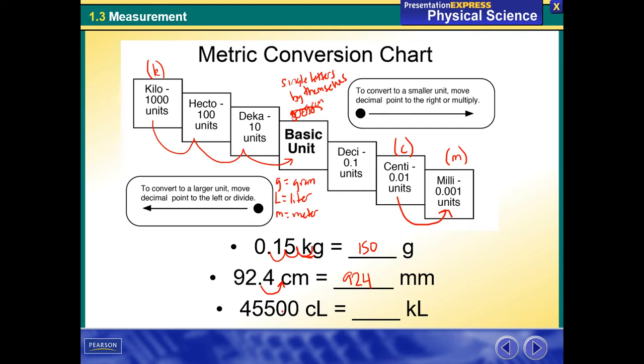The last one is centi. So here we have centi, and I want to get up to kilo. So to go from centi up to kilo, I have to move to the left 1, 2, 3, 4, 5 times. So if I start here to the left, 1, 2, 3, 4, 5 times, 0.00045500.